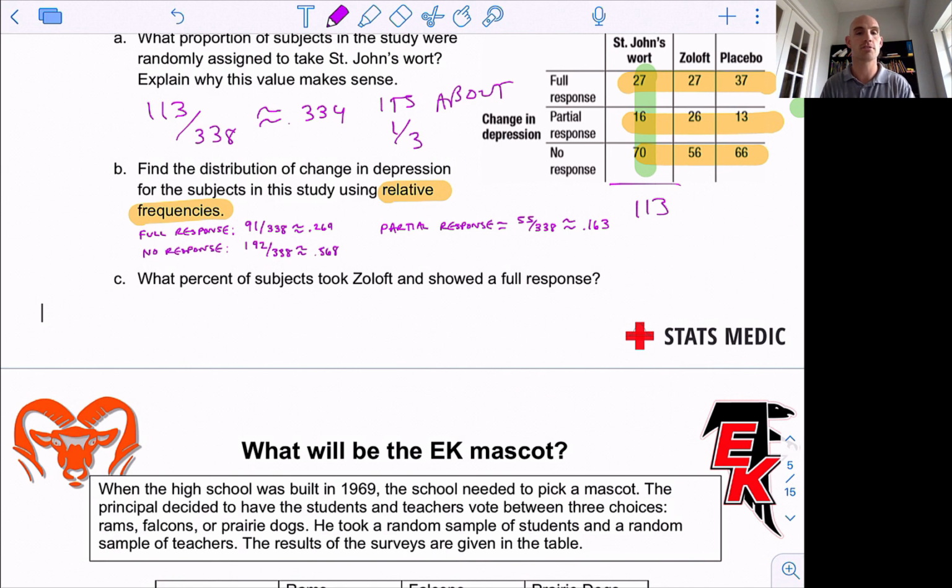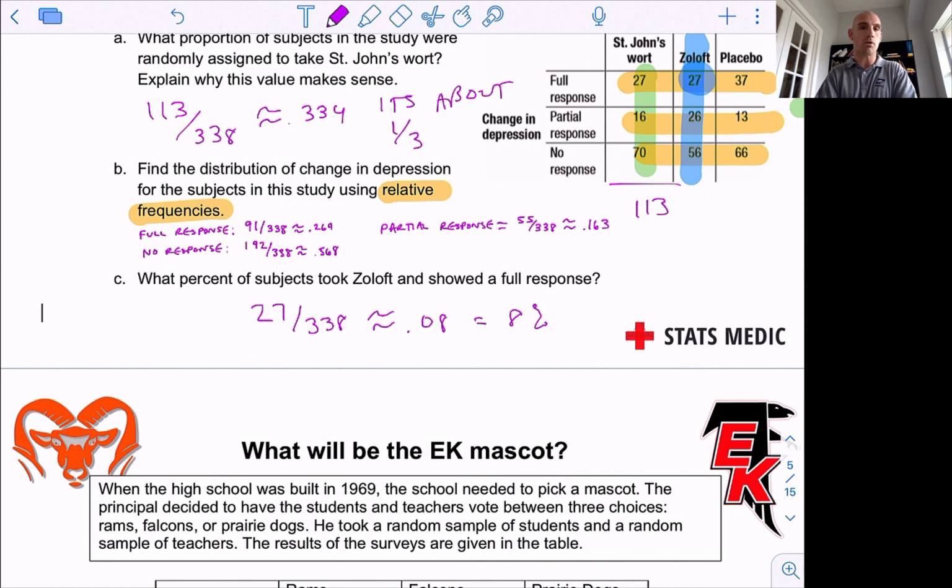What percent of subjects took Zoloft and showed a full response? So here's my column of people that took Zoloft, but I'm specifically looking at this 27 number, and 27 is the number of people who took Zoloft and had a full response. But I want to know the percent of that. So that would be 27 out of my 338. That's going to tell me, if I take Zoloft, approximately what are my odds of getting a full recovery out of this 338 that we're evaluating against, right? So 27 out of 338, which is approximately 0.08, which is about 8%, okay?